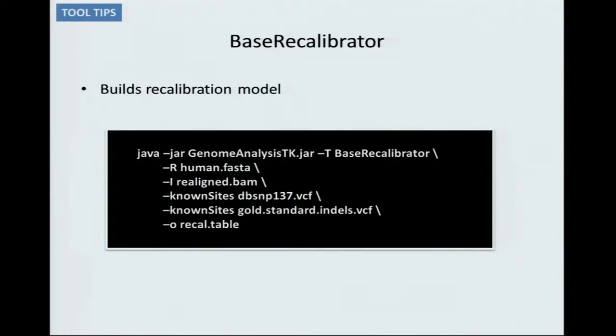We've seen the command lines before, so we call base recalibrator. We still need the reference. You have the input data. The thing that's here is the known sites. That's how you're going to give it the VCF files or the bed files or whatever you want to have as the database of known variation. And the output is a table.